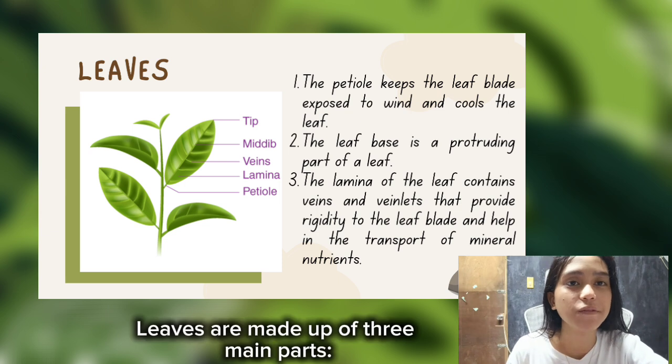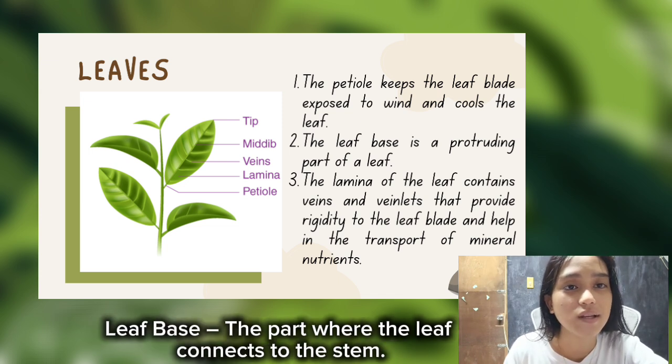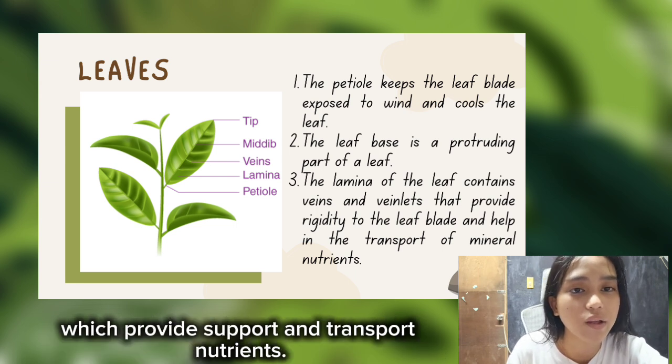Leaves are made up of three main parts. First, the petiole, the stalk that holds the leaf and keeps it exposed to air. Next, the leaf base, the part where the leaf connects to the stem. Lastly, the lamina, or leaf blade, the flat part of the leaf that contains veins and veinlets which provide support and transport nutrients.